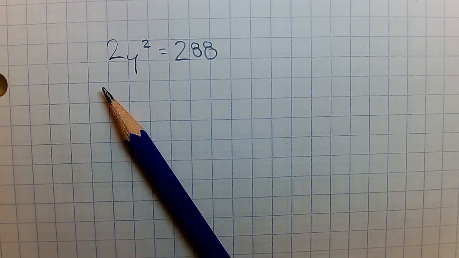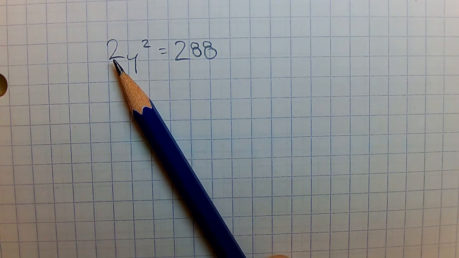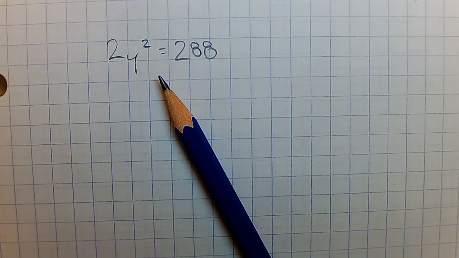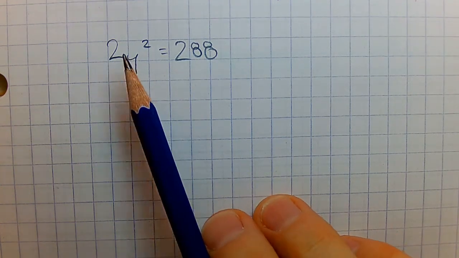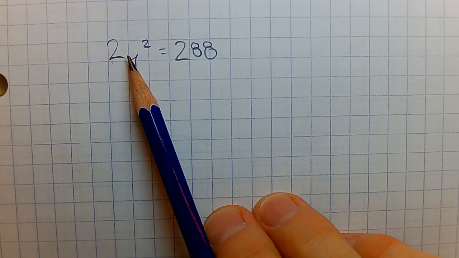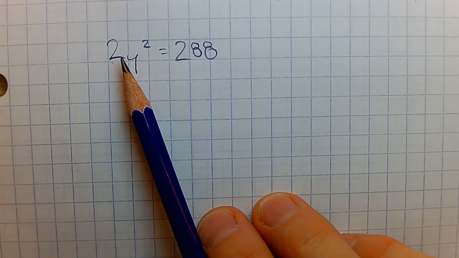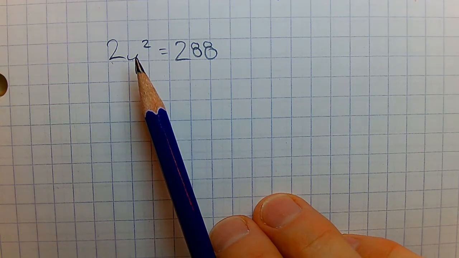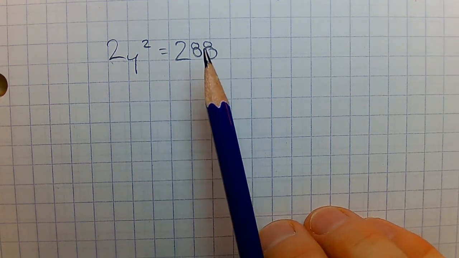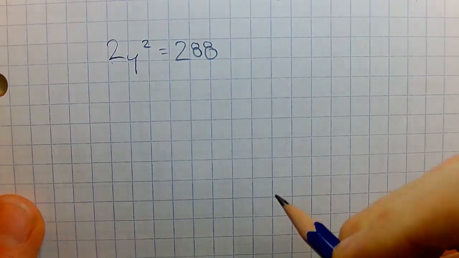The first step in my strategy is to try and get the variable by itself. So I have 2y squared. There's no constant on this side, which means we're not going to add or subtract anything to this side. But we do have some operations that we want to undo. This is actually 2 times y times y. And we can undo one of those operations pretty easily. If we divide both sides of the equation by 2, that will give us something simpler. So let's write it out and see what we get.